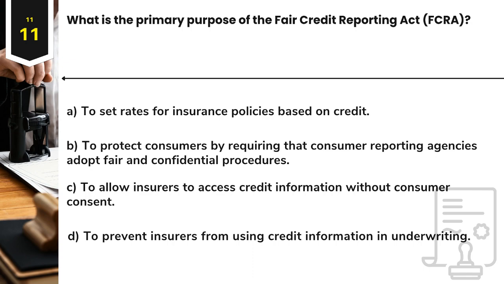Question 11. What is the primary purpose of the Fair Credit Reporting Act, FCRA? A. To set rates for insurance policies based on credit. B. To protect consumers by requiring that consumer reporting agencies adopt fair and confidential procedures. C. To allow insurers to access credit information without consumer consent. D. To prevent insurers from using credit information in underwriting.